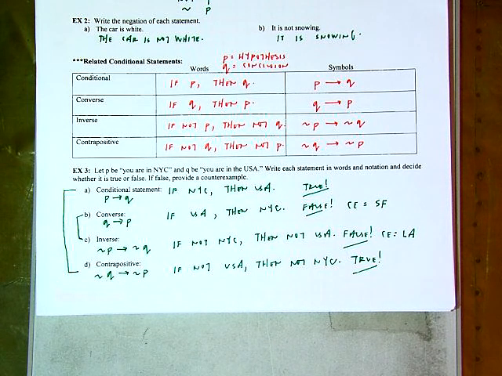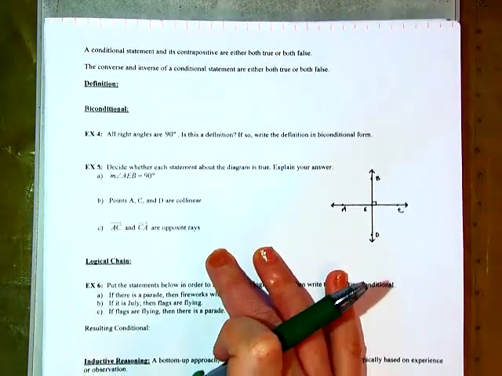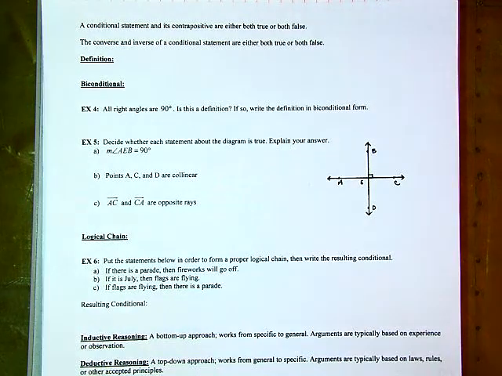Okay, take a moment and grab that second sheet of paper. Just move mine over and slide it down. Okay, so here at the tippy top, that's what I just said. So a conditional statement and its contrapositive are either both true or both false. The converse and the inverse of a conditional statement are either both true or both false as well.